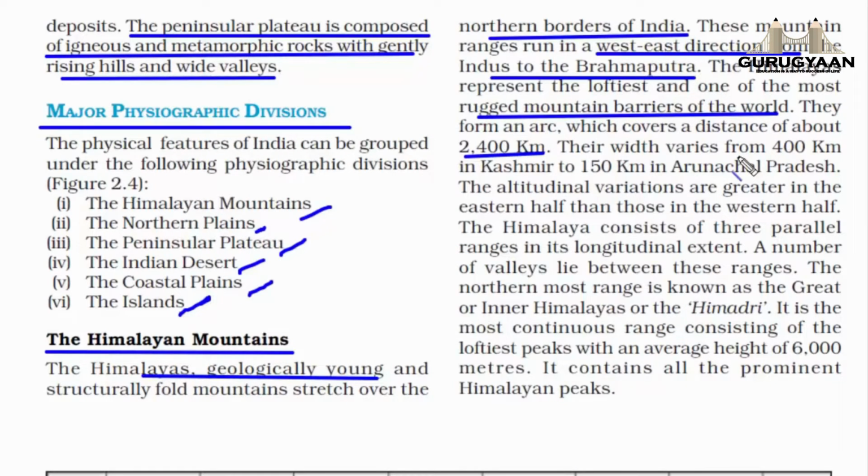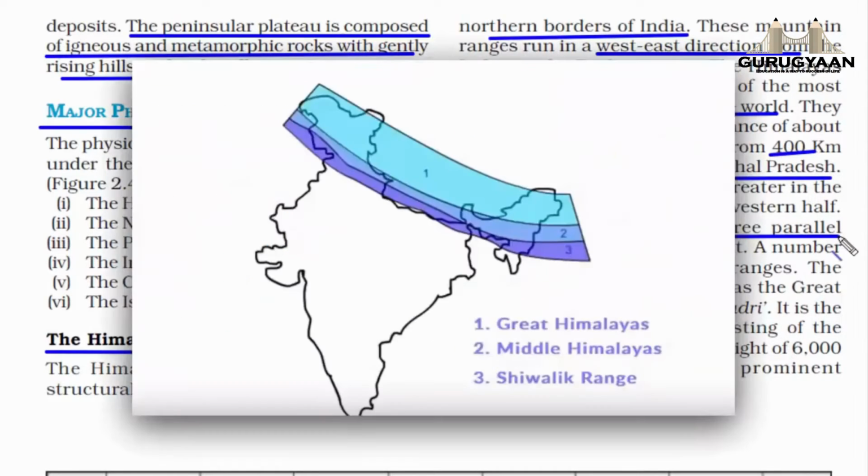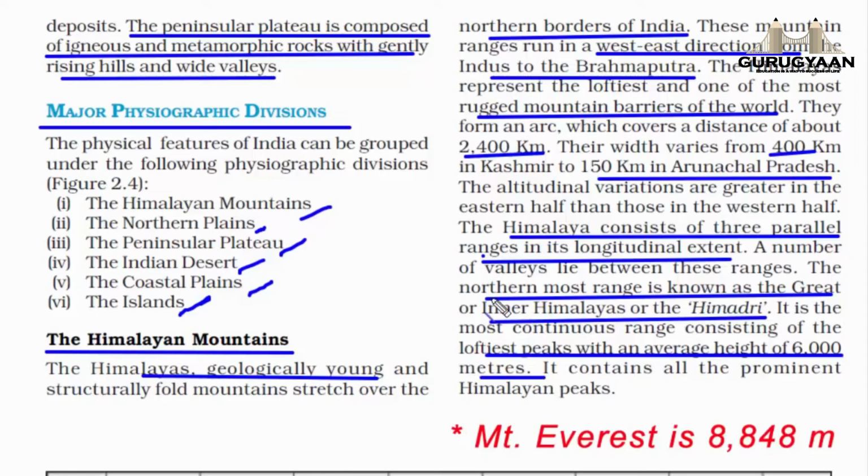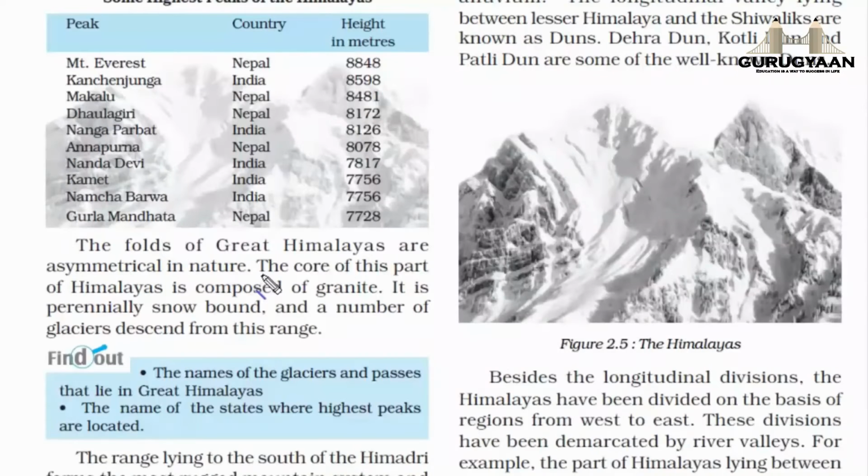And as you go towards the eastern side, it becomes much narrow, by 150 km in Arunachal Pradesh. The Himalaya consists of three parallel ranges. The northernmost range is known as the Greater or Inner Himalayas or the Himadri. The mountain peaks over there have an average height of 6000 meters, 2000 short of Mount Everest. That long it is. So the core of Himalaya is made out of granite.